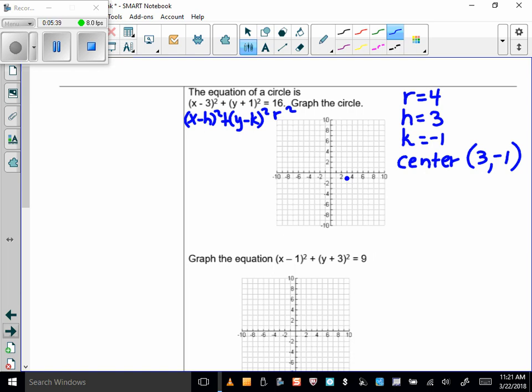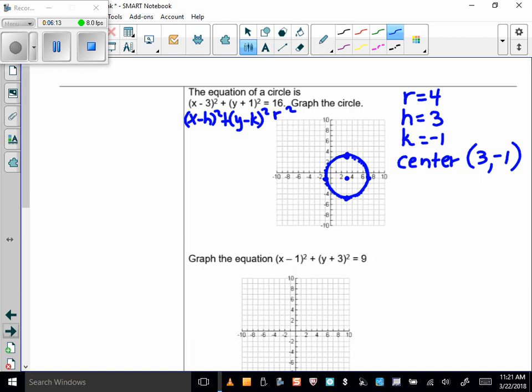And then I just count over from my center however many units long the radius is. Well, it's 4. So 1, 2, 3, 4 in each direction. So I just connect all those, and guys, I find it much easier when I'm trying to freehand sketch a circle if I just do it with some dots. Somehow that enables me to make it look much more like a circle than an egg. So you might want to try that too.